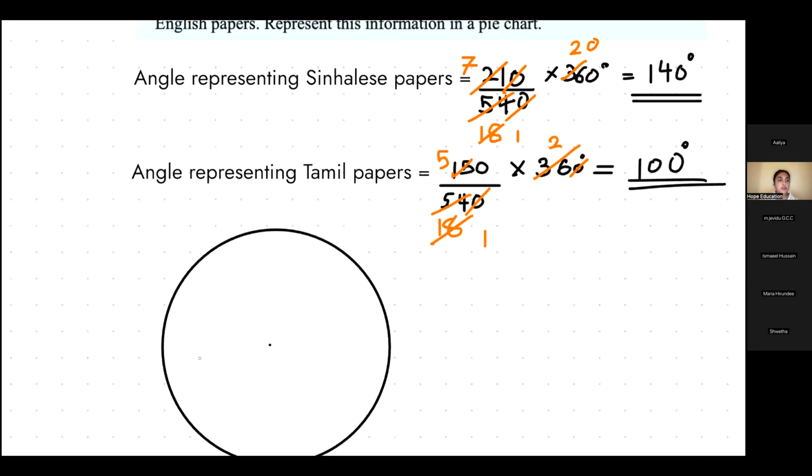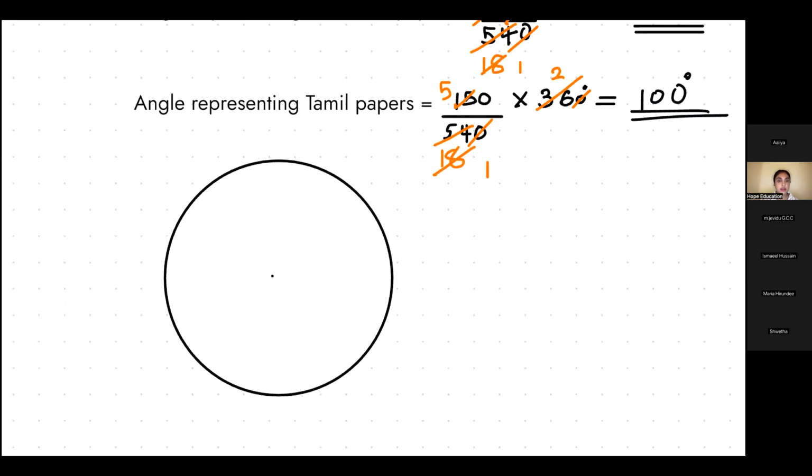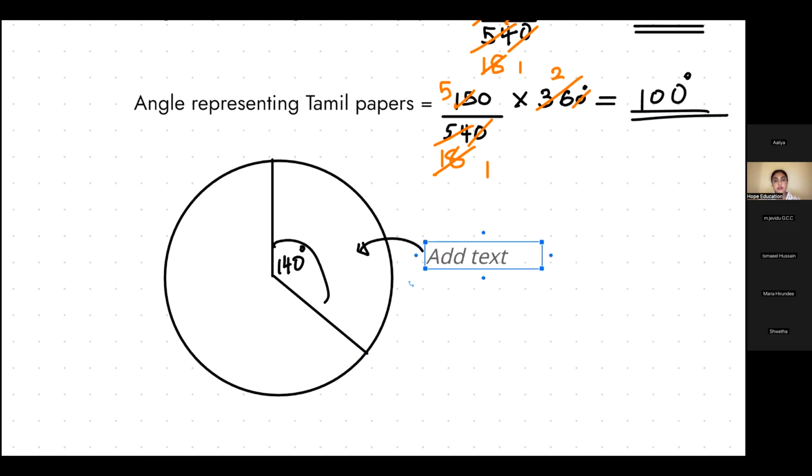Sinhalese papers 140. So let's draw a line here. Then 140 would be somewhere like this, let's say for example. You measure it because you have a protractor. I don't have a protractor. I'm just eyeballing, right? So 140 degrees. This is Sinhalese newspapers. You can label this part as number of Sinhalese newspapers.